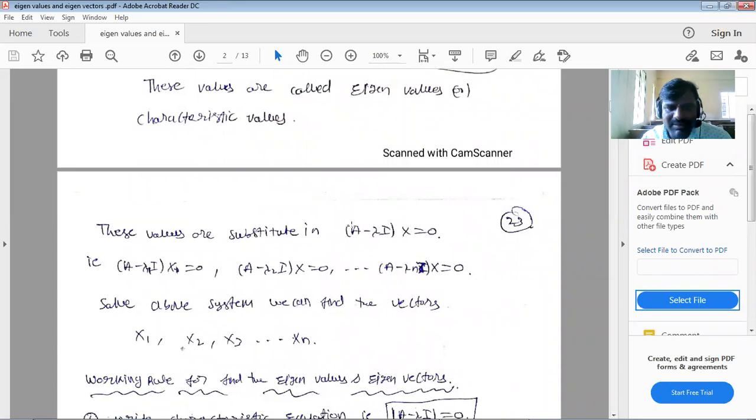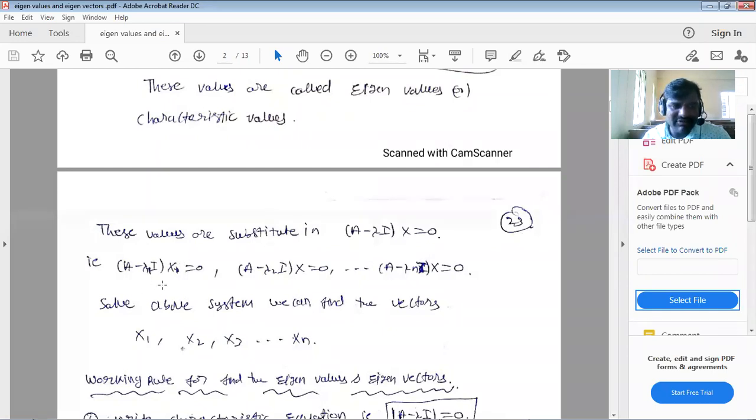Therefore, how many lambdas will be there? N lambdas. Therefore, (A minus lambda 1 I) x, (A minus lambda 2 I) x, up to (A minus lambda n I) x equal to 0. How many systems are there? N systems are there here. You have to solve these equations.